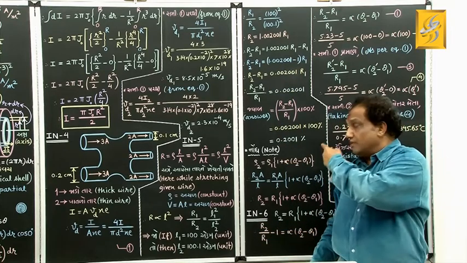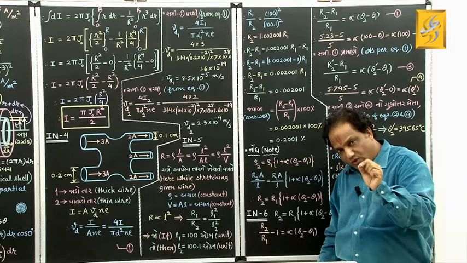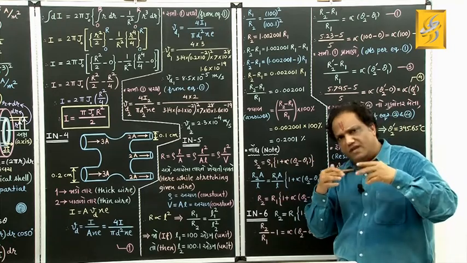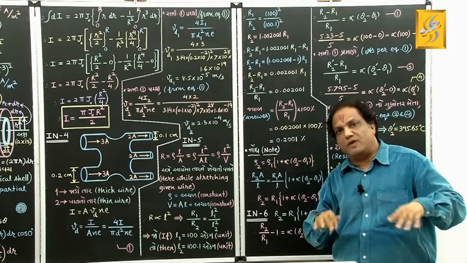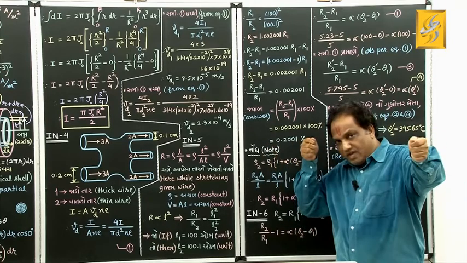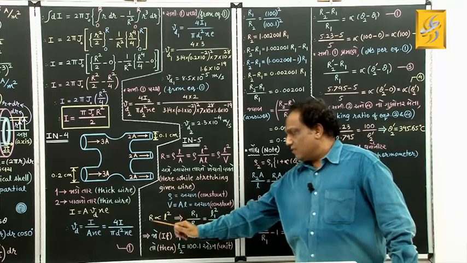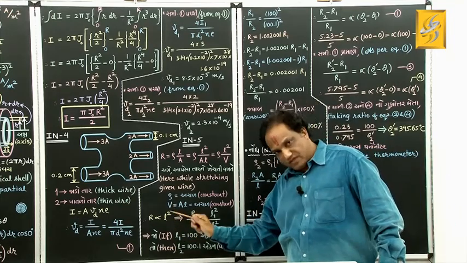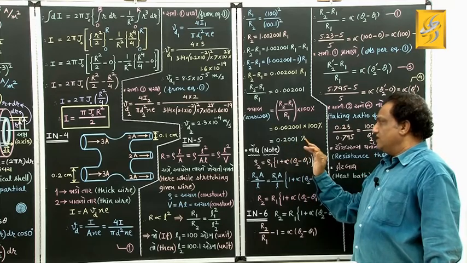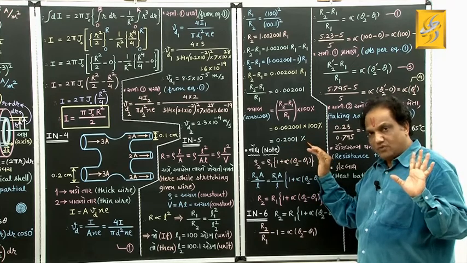So remember, this method is the most accurate and also the most general method. You can apply it for any change in length, might be very small, might be very large. Please remember, whenever you stretch any wire uniformly, R is proportional to L square. Remember this relation. So right now the final answer is 0.2001 percent, the most accurate answer. Okay?